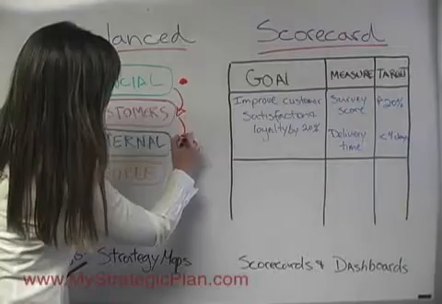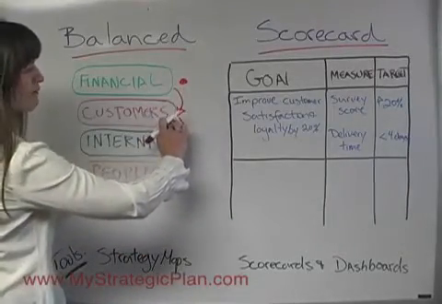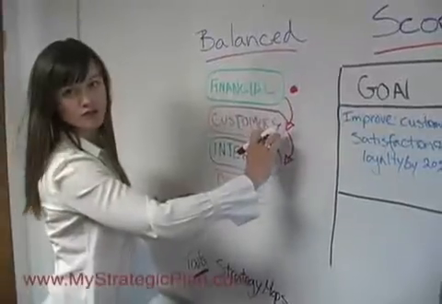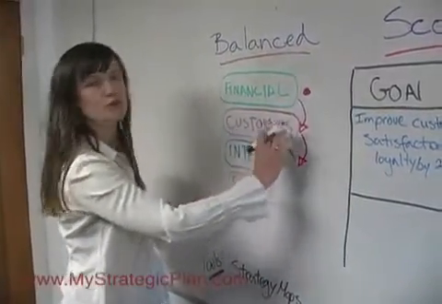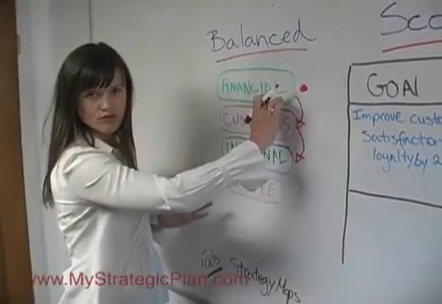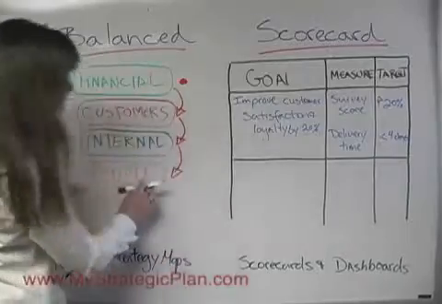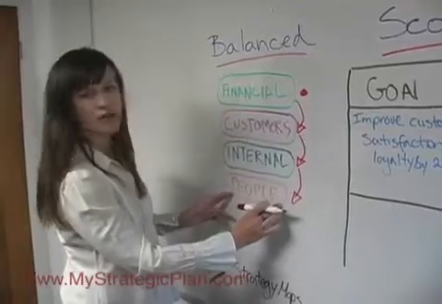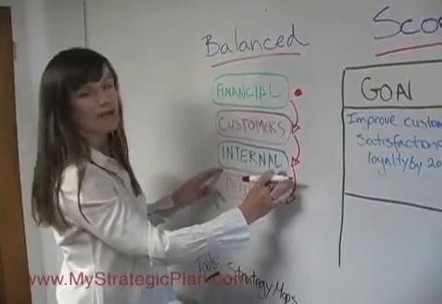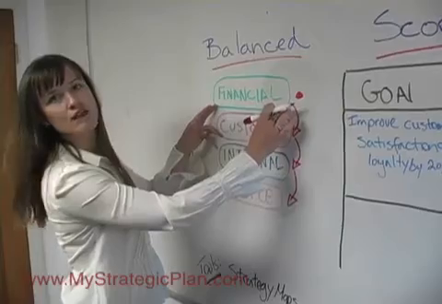The third one, internal, so if we are going to achieve our financial goals and provide value to our customers to achieve those financial goals, what internal processes must we excel at in order to provide the value to achieve the financial targets we're seeking? And the fourth perspective is the people perspective, which is, what skills and capabilities must we have in our organization to drive the internal processes to provide value to our customers to reach our financial targets.